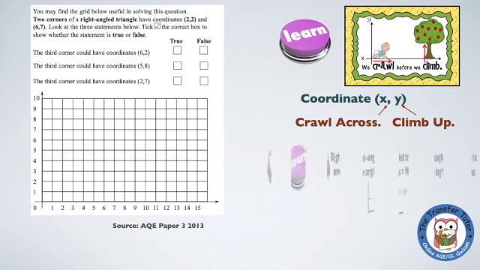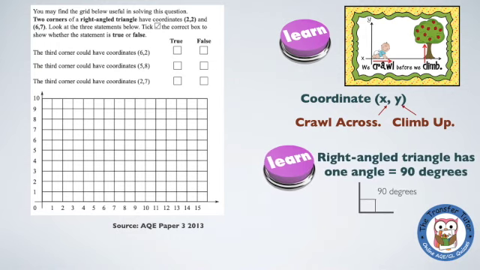The second point to note in this particular question is what is a right angle triangle. A right angle triangle has one angle which is 90 degrees, and this is a 90 degree angle here. It looks like a square, and you've got to know for this question what a 90 degree angle looks like so that you can identify if these coordinates will help.